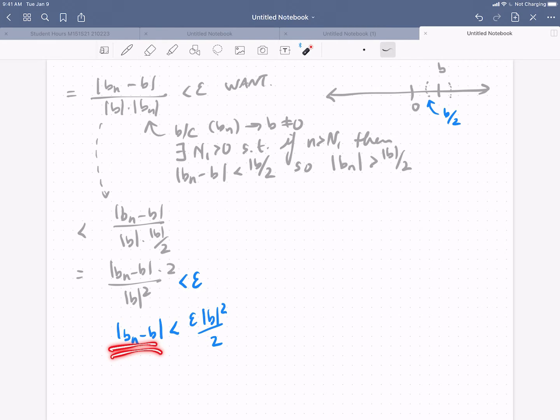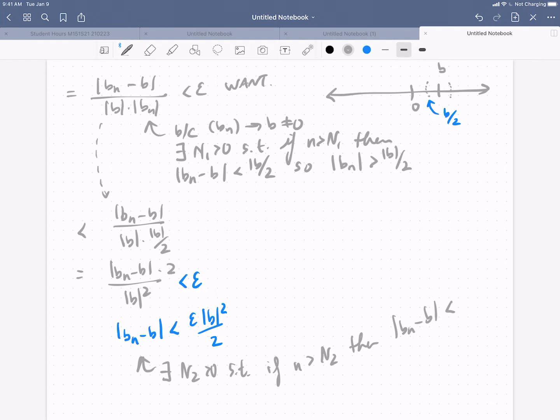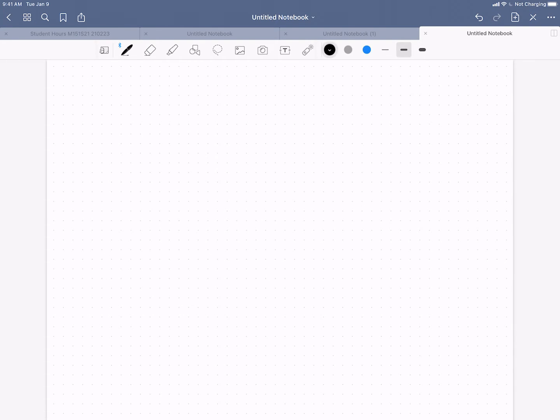But I know I can get this as small as I want. So at this point we invoke convergence again by saying there's an n2 greater than 0 such that if little n is bigger than n2, then absolute Bn minus B is less than epsilon times absolute B squared over 2. So looks like we can do it. And so this is how we're going to build our proof. So how's this going to go?